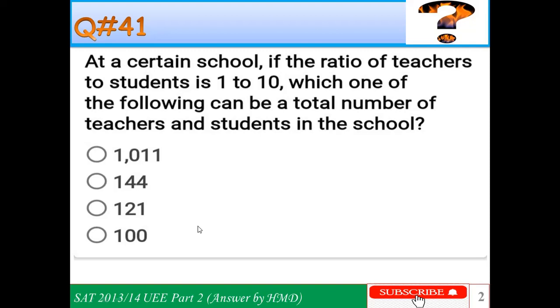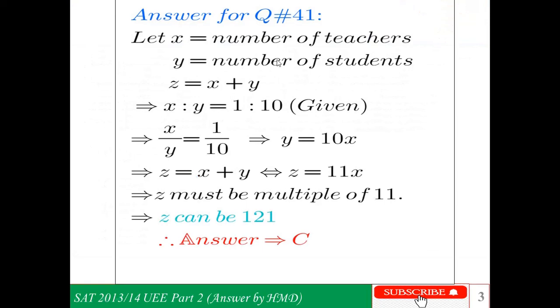But if the total number of teachers and students is 121, what do you think is the number of teachers and the number of students? Please could you examine this one?